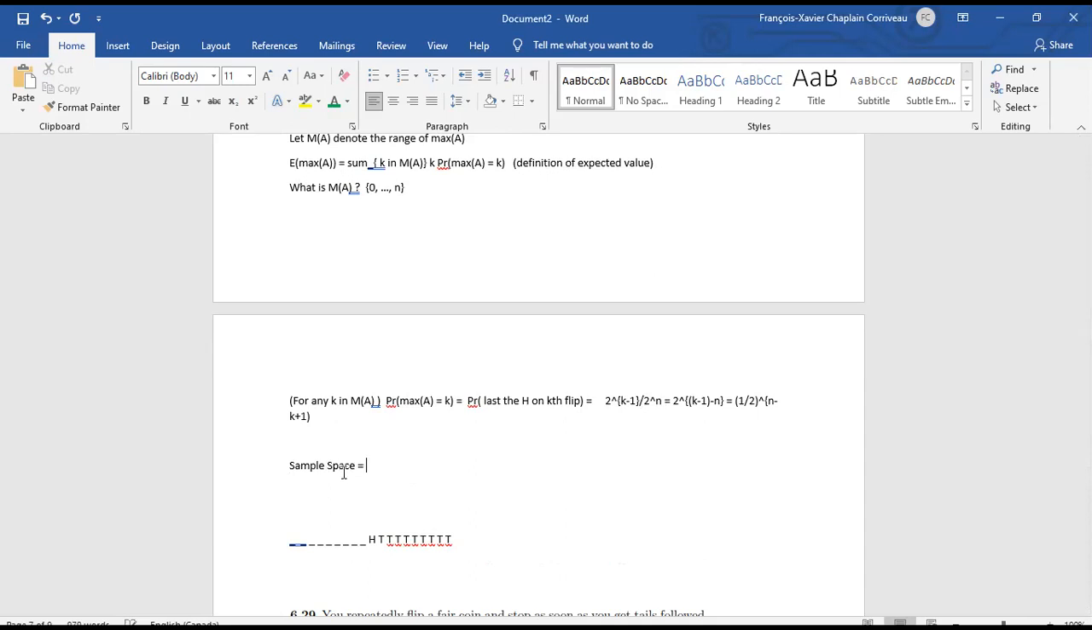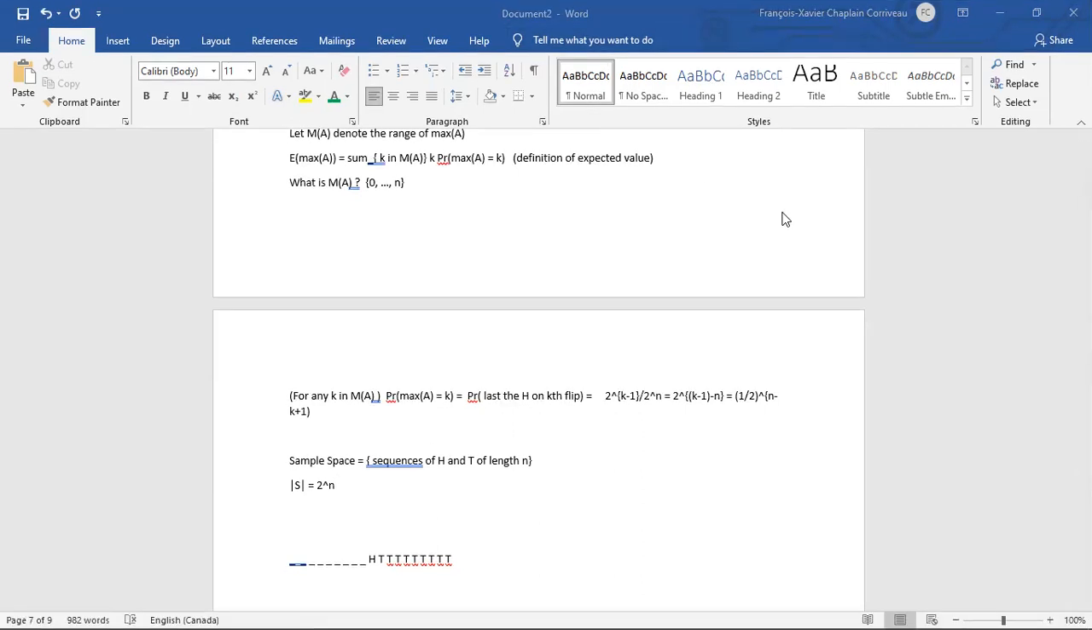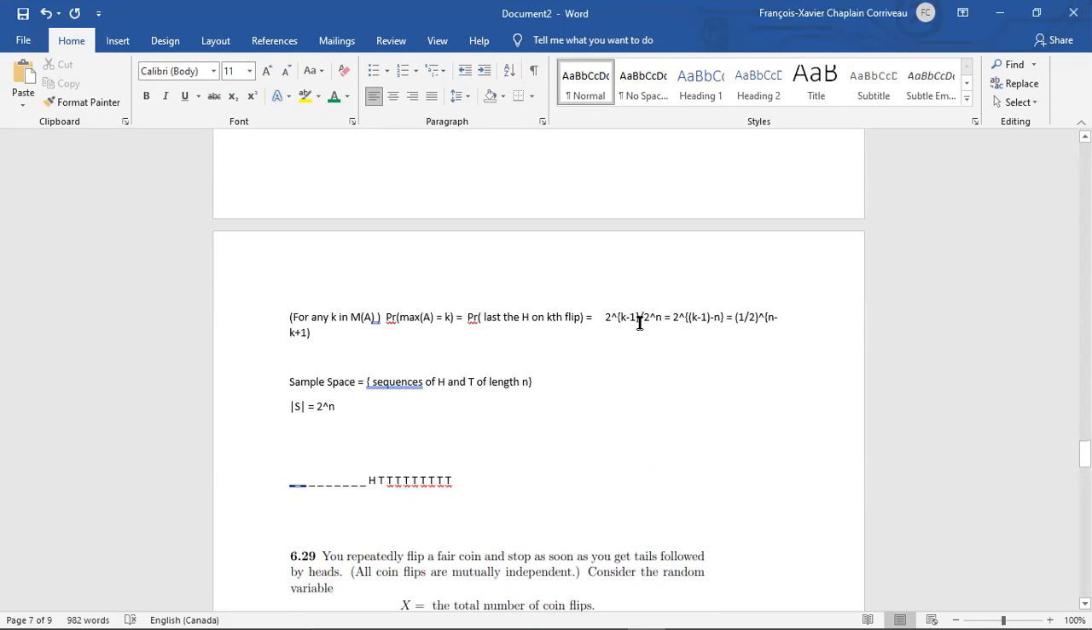Sample space. It's a bunch of sequences of heads and tails of length n. And directly, I know that the size of S is equal to 2 to the n. Now what is the probability that I'm looking at? Well, I'm going to count the number of sequences of heads and tails of length n for which the last head was on the kth flip.